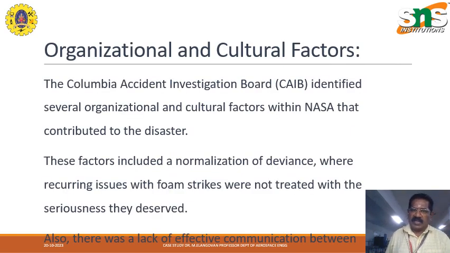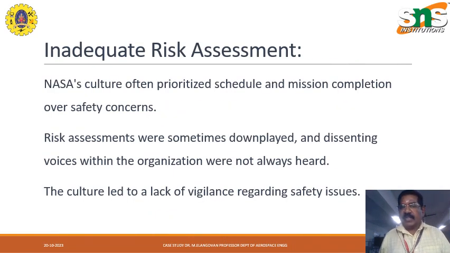There were also organizational and cultural factors that led to this. The Columbia Accident Investigation Board, CAIB, identified several organizational and cultural factors within NASA that contributed to the disaster. These factors included the normalization of deviance, where recurring issues of foam strikes were not treated with the seriousness they deserved. The next one was inadequate assessment. NASA culture often prioritized schedule and mission completion over safety concerns. Risk assessments were sometimes downplayed, and dissenting voices within the organization were not always heard. This culture led to a lack of vigilance regarding safety issues.